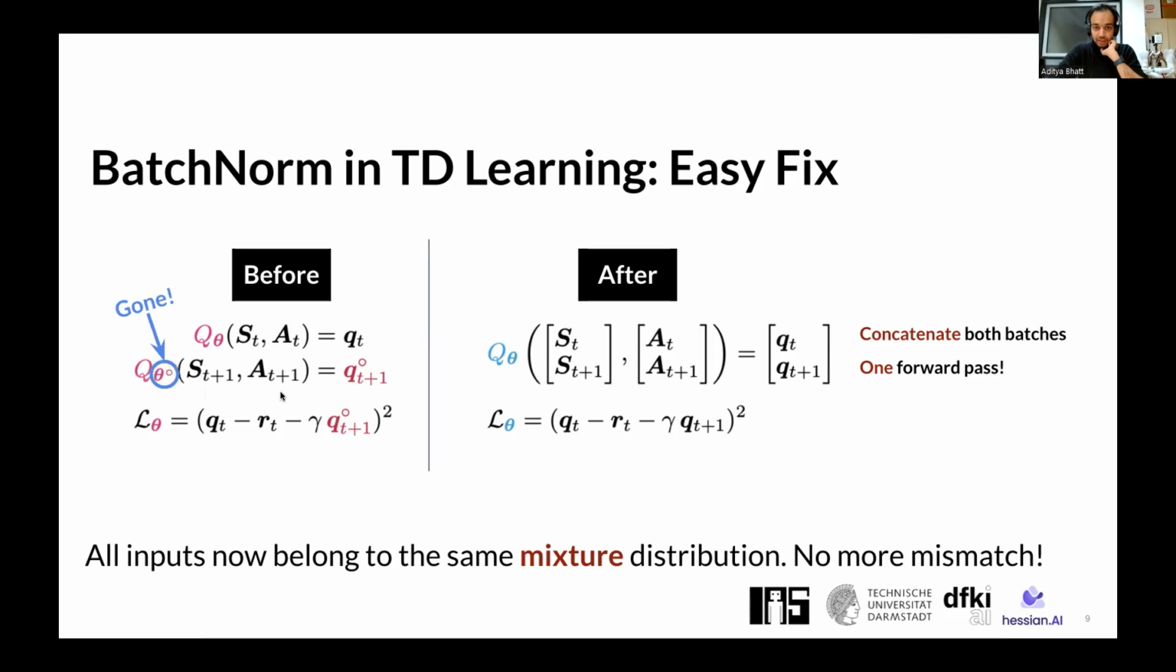You see, in modern deep RL TD learning, we have something called a target network. It's a copy of your live Q network. So these parameters theta dot are gone now. We just have one Q network. So let's unpack this. What's going on here?